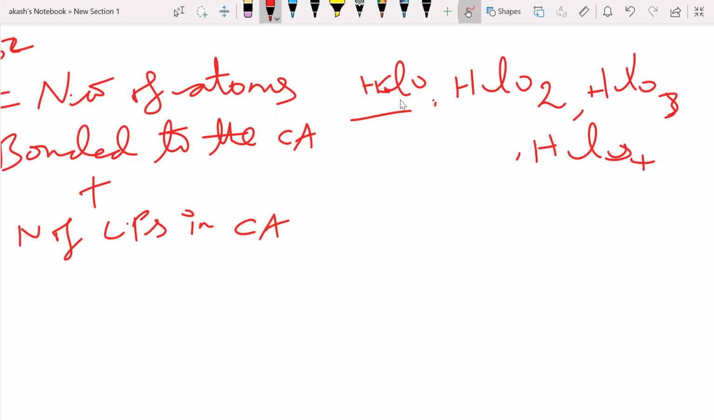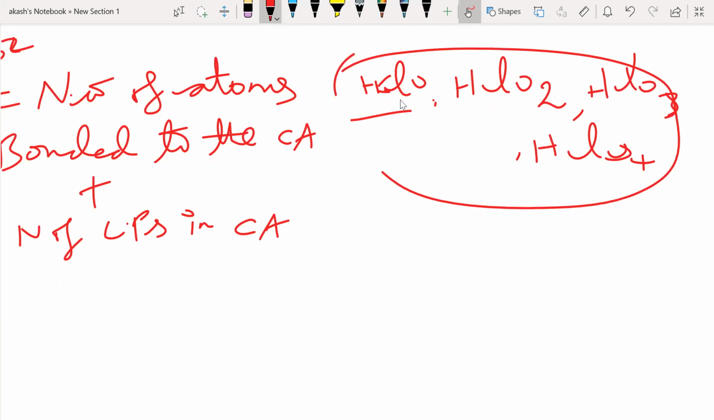Now if I ask you to arrange these four acids in the order of their acidic strengths, the only way you will be able to do that is with the help of resonance and nothing else. For that, obviously you need to know the structure so you can write the resonance structures. So let me go on about it.